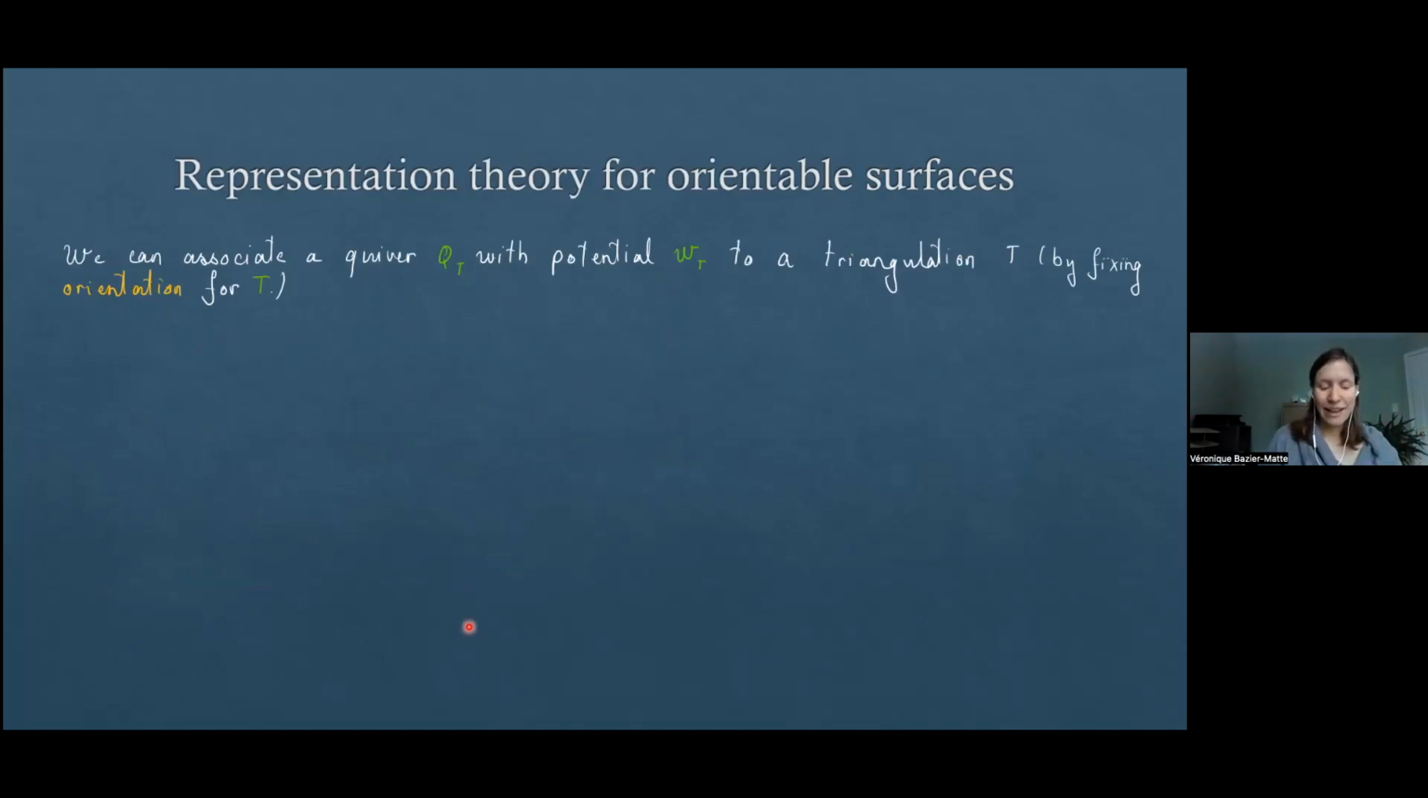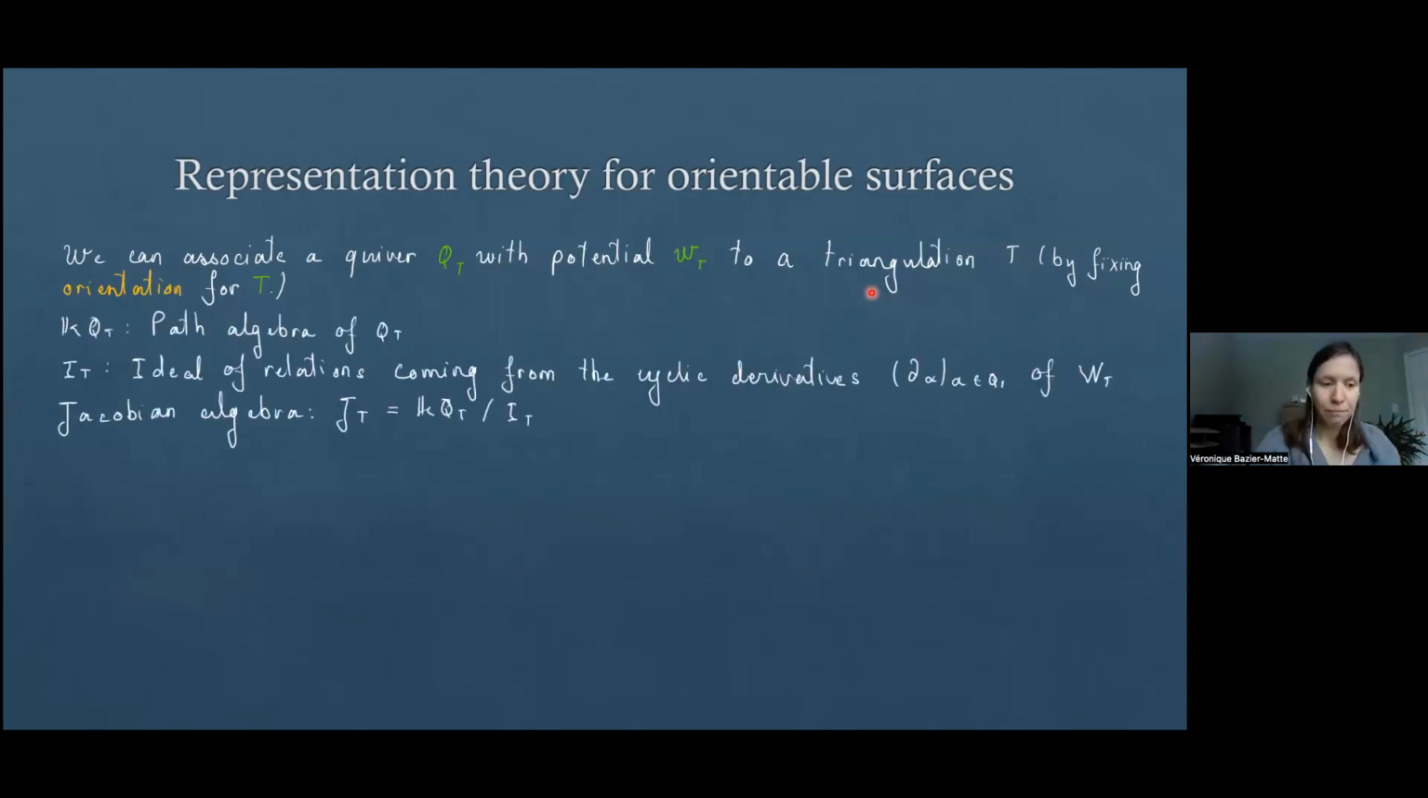Let's step aside from that for now and talk about what we know about representation theory for orientable surfaces. We know that we can associate a quiver Q_T with a potential W_T to a triangulation T by first fixing an orientation for T. Of course, if we start from a non-orientable surface, all of that fails. We'll have KQ_T be the path algebra of the quiver Q_T, and I_T an ideal coming from the cyclic derivative of the potential. By quotienting the path algebra by the ideal, we get the Jacobian algebra.